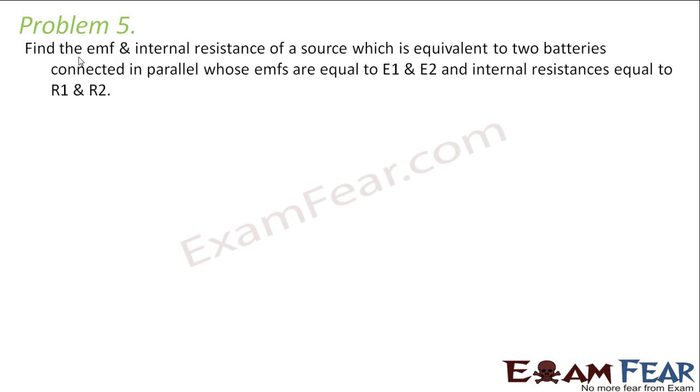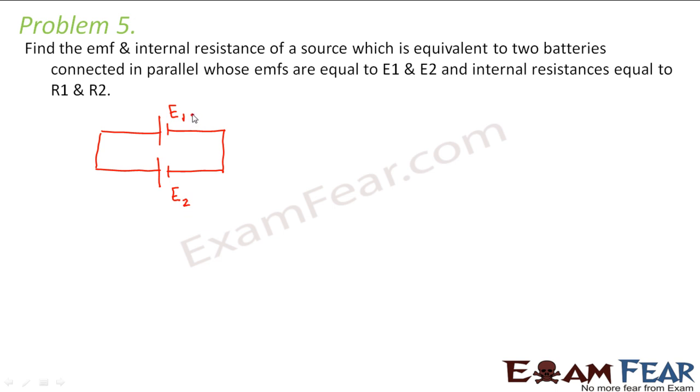Here the problem states: find the EMF and internal resistance of a source which is equivalent to two batteries connected in parallel, whose EMFs are E1 and E2 and internal resistances are R1 and R2. That means you have two batteries connected in parallel, somewhat like this. We have to calculate the EMF and internal resistance of this source. This entire combination acts as a source.